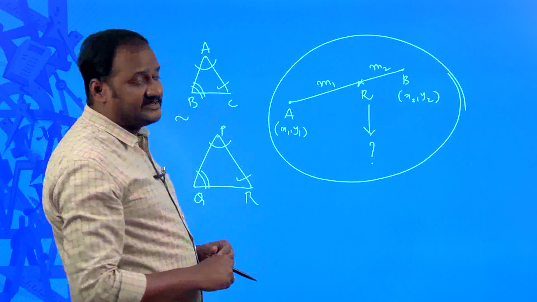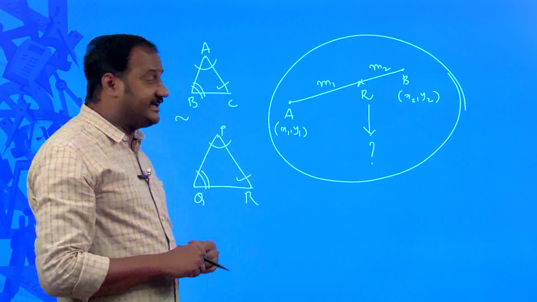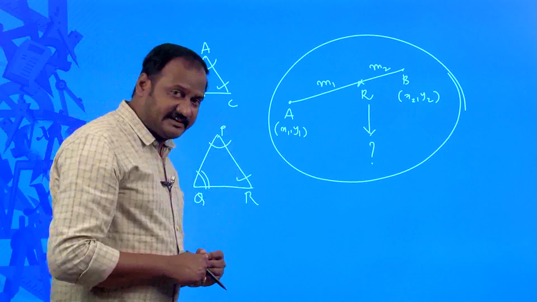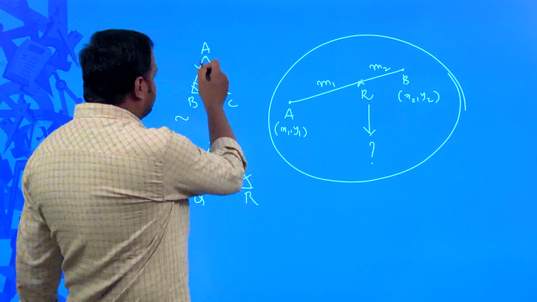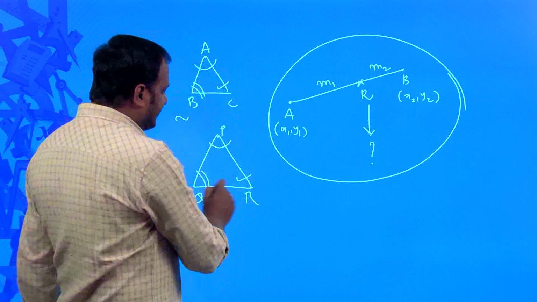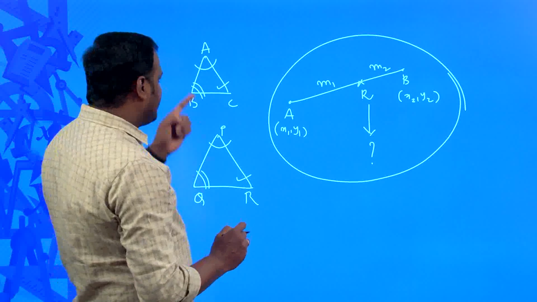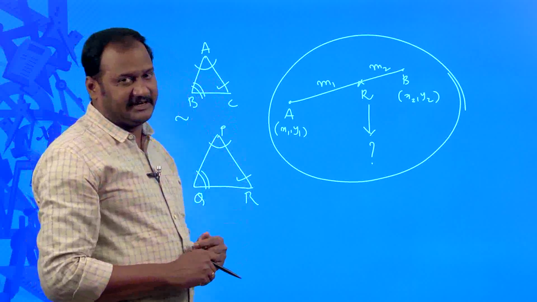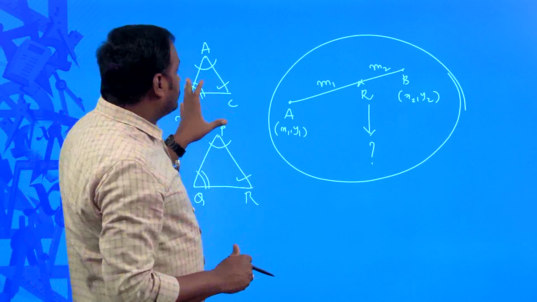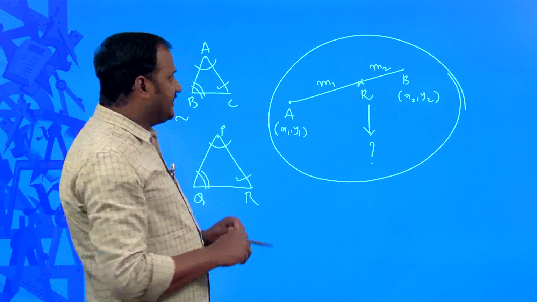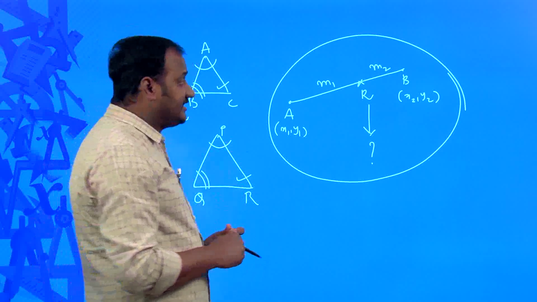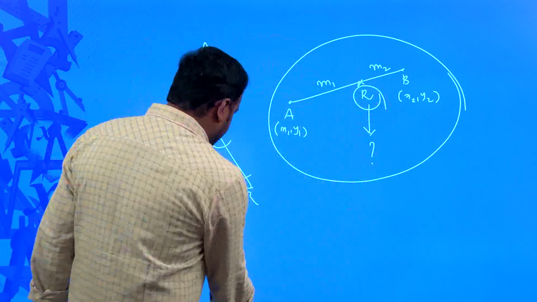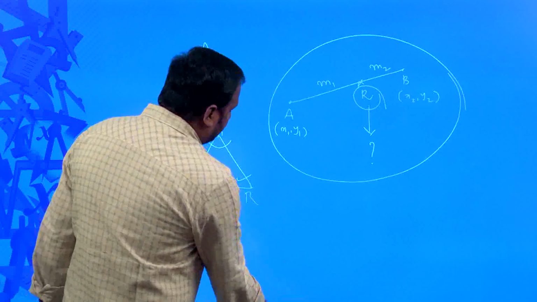If two triangles are similar, what do you say about their corresponding sides? Their corresponding sides are proportional, meaning first side by first side equals second side by second side equals third side by third side. It means AB by PQ is equal to BC by QR is equal to AC by PR. We are using exactly the same concept to find the coordinates of the point R. Hope you understand. Let us start deriving the formula for R.